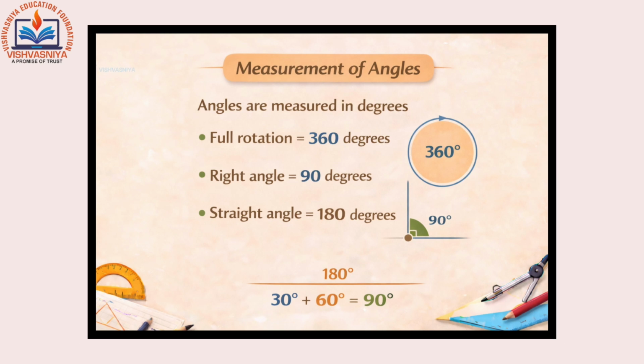A complete rotation around a point measures 360 degrees. A right angle measures exactly 90 degrees. A straight line forms an angle of 180 degrees. These measurements help us classify and compare different angles.